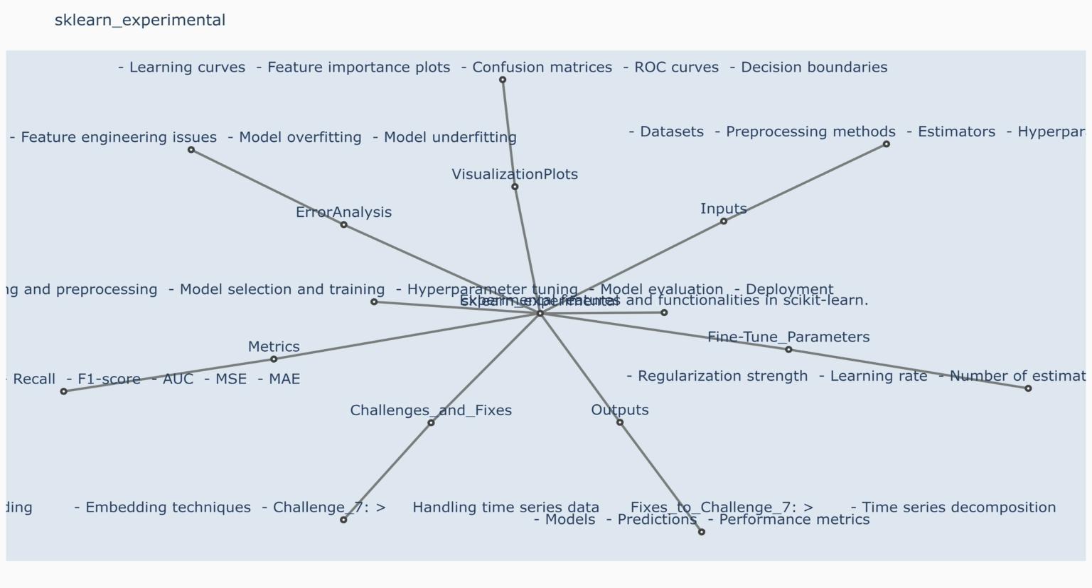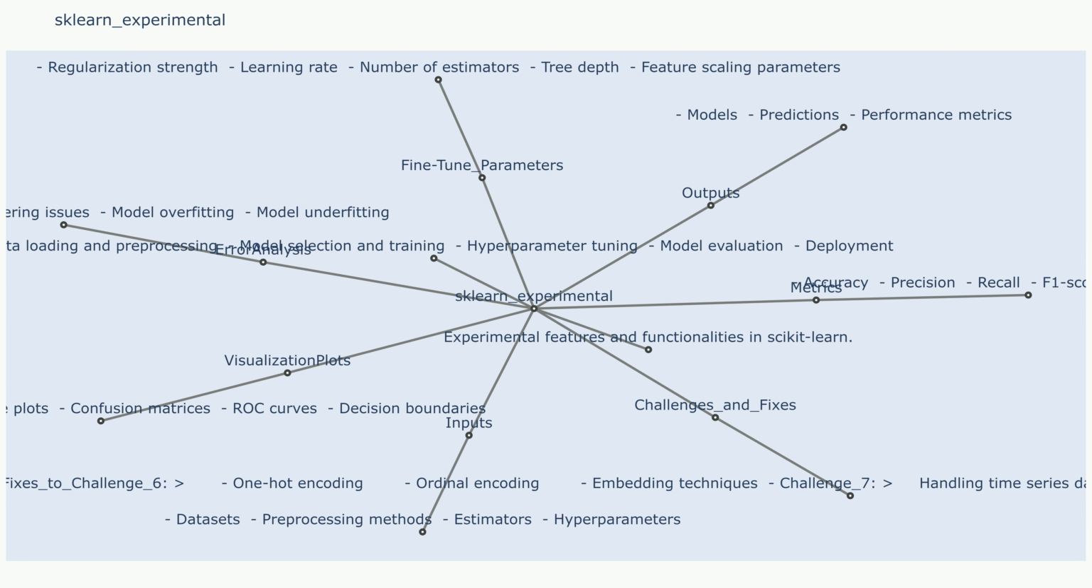sklearn experimental. Description: explain in detail the sklearn experimental module in scikit-learn provides access to experimental features that are still under development and may undergo significant changes in future releases. These features are not yet considered stable and may not be suitable for production use.